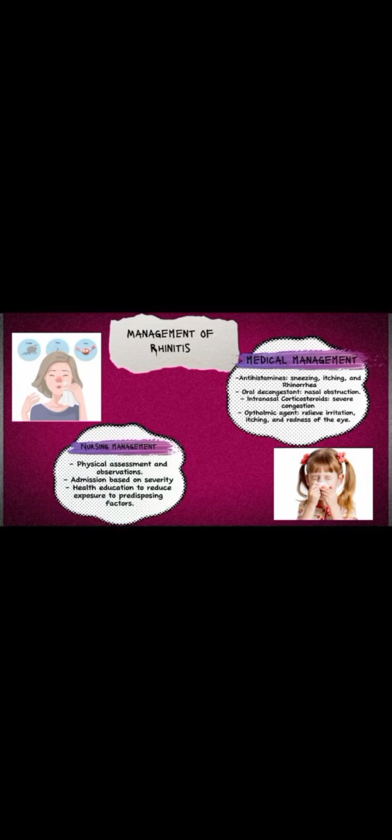Then health education is also very important, and it will help to avoid and reduce exposure to allergies and irritants. For example, dust, animals, foams, odors, powders, sprays, tobacco smoke. So you educate the patient so the patient will avoid those things in order to prevent further irritation.